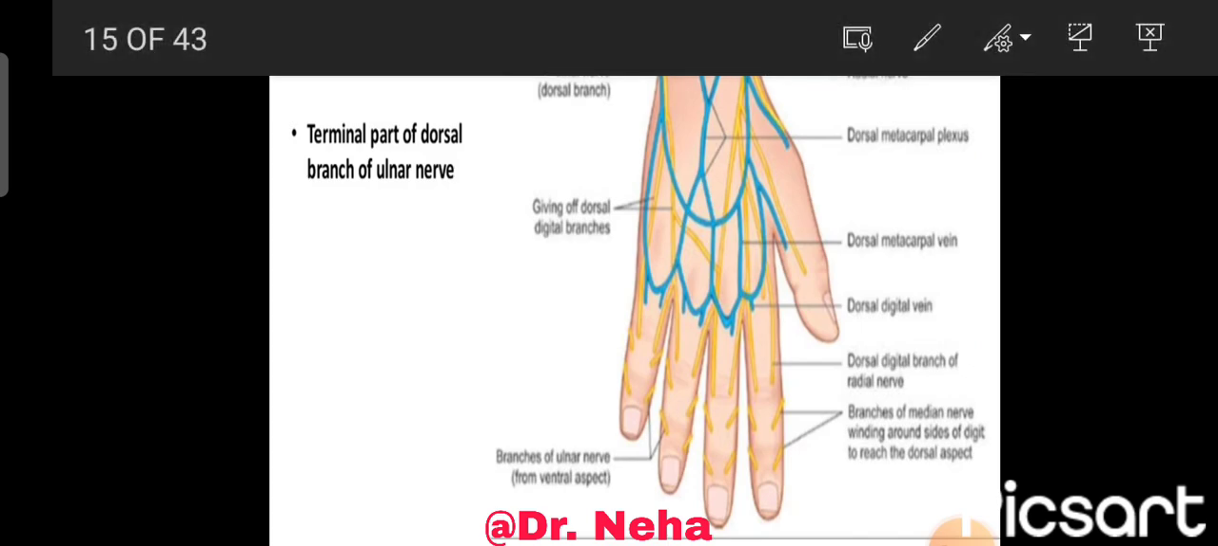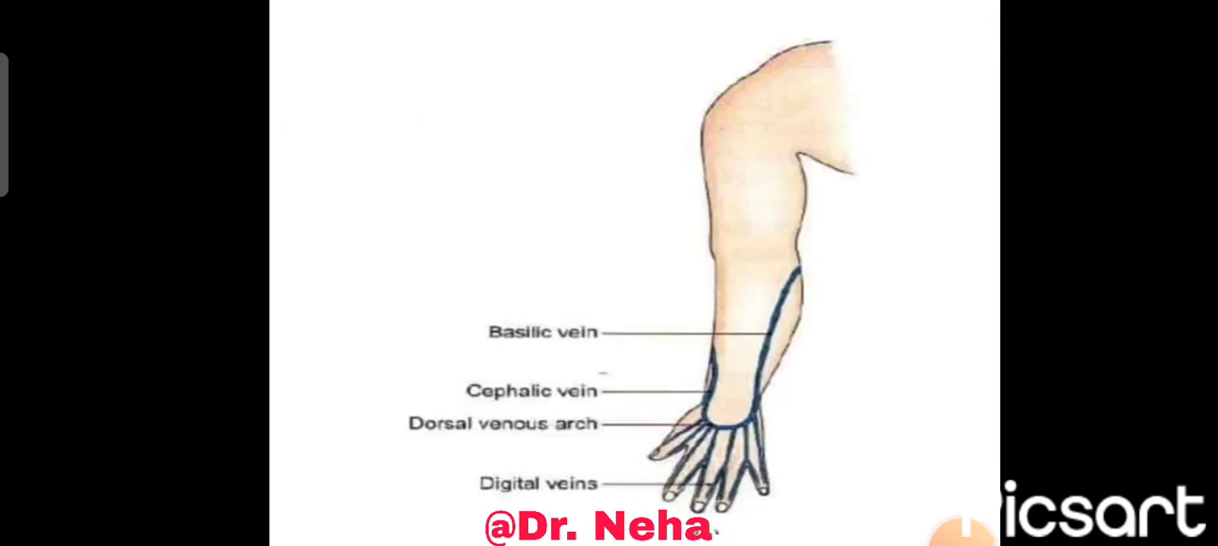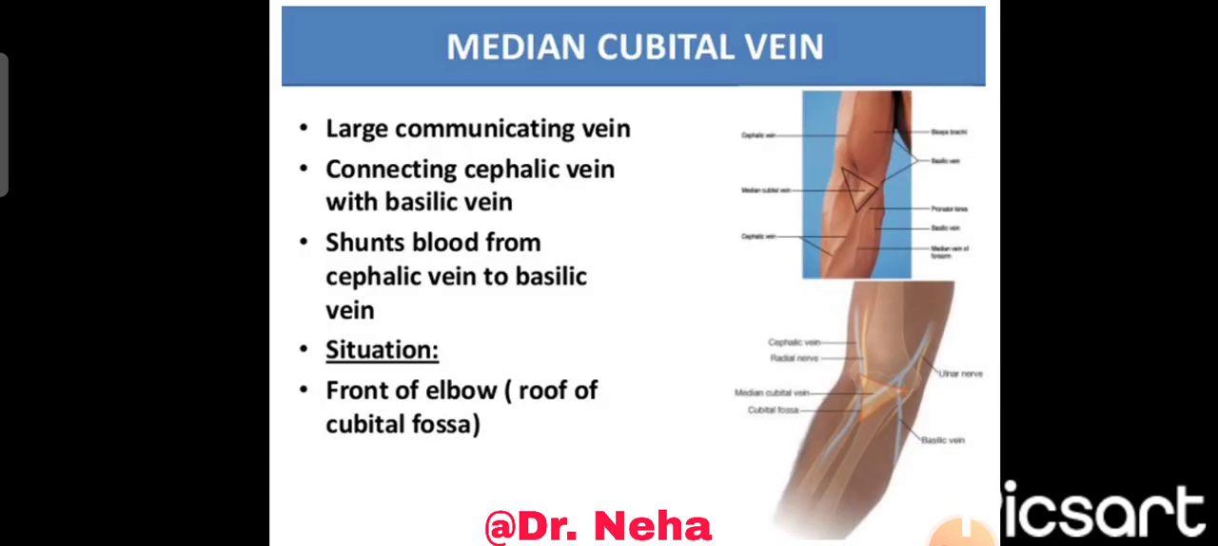Here we can see that this dorsal branch of the ulnar nerve accompanies the basilic vein on the dorsum of hand, and in this diagram we can see the posterior aspect of hand and the forearm. Although we see that basilic vein is longer, actually cephalic vein length is more than the basilic vein.